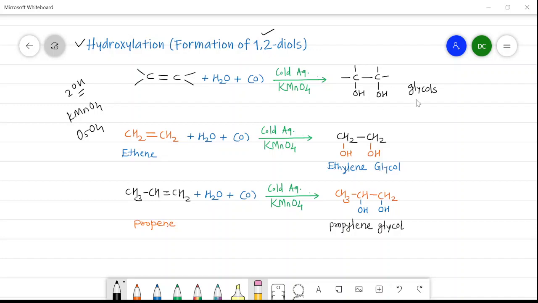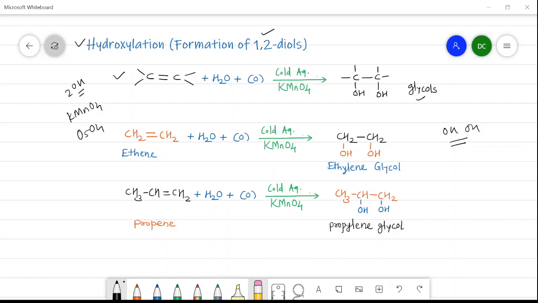It is also called a glycol. See the general reaction. Alkene reacts with water and is oxidized in the presence of KMnO4 to give the corresponding glycol. Ethene gives ethylene glycol. Propene gives propylene glycol. As we are adding 2 OH groups here, which are similar, it is symmetrical. So we cannot apply Markovnikov addition here, even if an unsymmetrical alkene is present. We just have to add 2 OH groups across the double bond carbons.